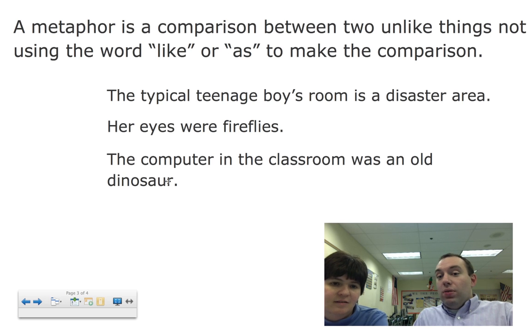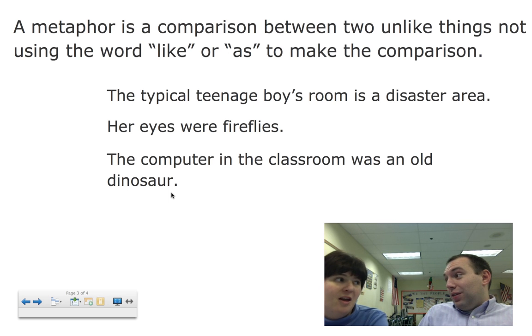The computer in the classroom was an old dinosaur. Was it literally a dinosaur? No. Triceratops in your room? No. Just this old, slow computer, right? So again, the metaphor is when you make the comparison, but you just state it. Her eyes were fireflies. No like or as.